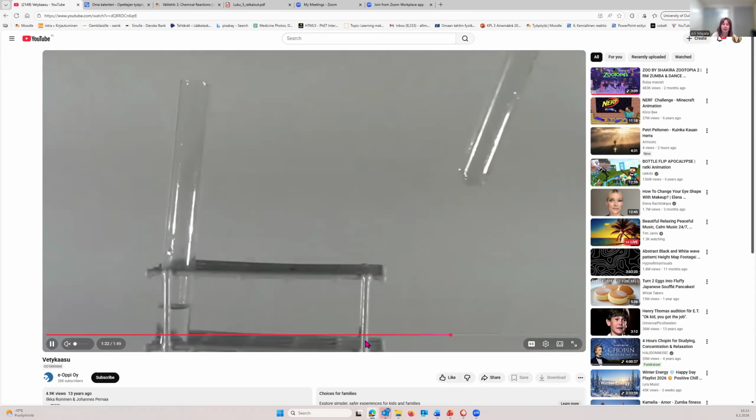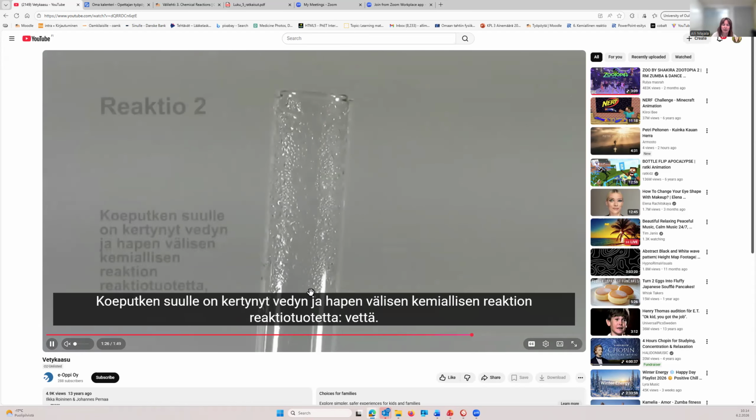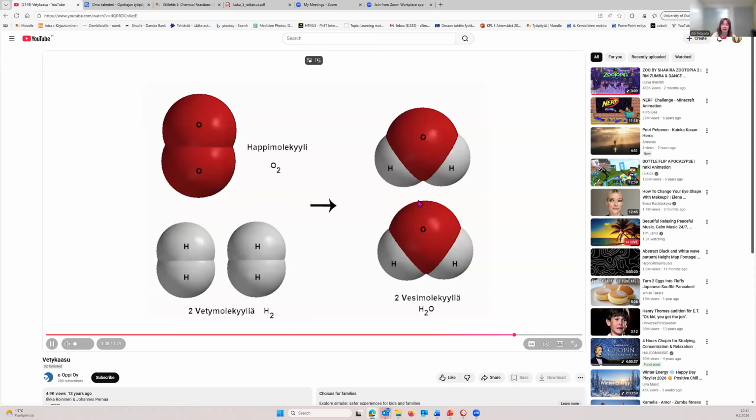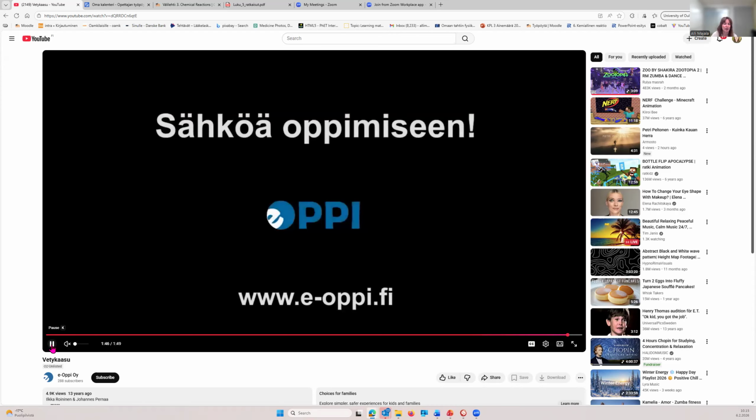And now with a little bit of heat, you get a reaction. The hydrogen gas burned, which meant that it reacted with oxygen. And now you can see that water was being formed. And here is this reaction, the reaction that we were talking about as well. Good. That was a short video clip.